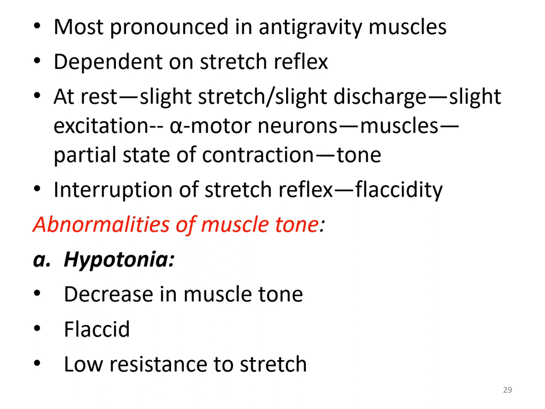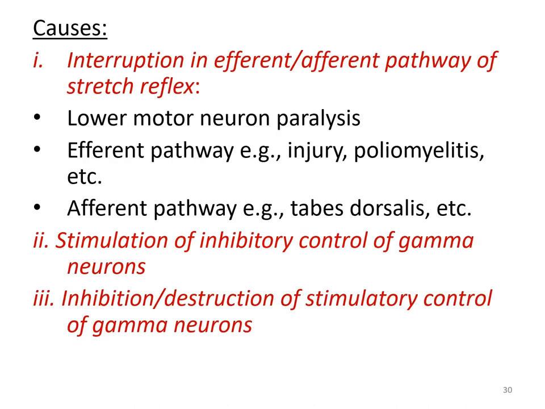Now, the abnormalities of the muscle tone can be, there can be hypotonia. Hypotonia means decrease in muscle tone, or we can say the muscles are in a flaccid state. A flaccid muscle will offer no resistance to stretch. That is, there is low resistance to stretch. So, hypotonia can occur when there is decrease in the gamma efferent discharge, leading to hypoactive stretch reflex.